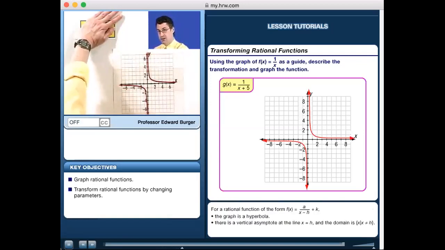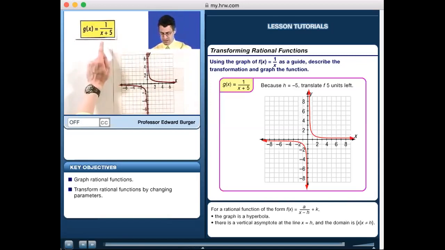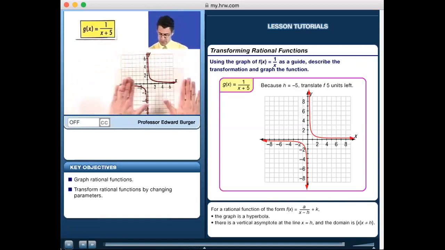Now, using that as the parent function, let's graph g of x, which equals 1 over x plus 5. Well, you see I'm shifting the x values by taking x and replacing it by x plus 5. The way to think about this, if you're really sort of on top of the game, is to remember we have to write this as a negative. So I write this as x minus negative 5. And that tells me I need to shift to the left 5 units. So I take this picture, and I'm going to move it to the left, shifting the x's 5 units.